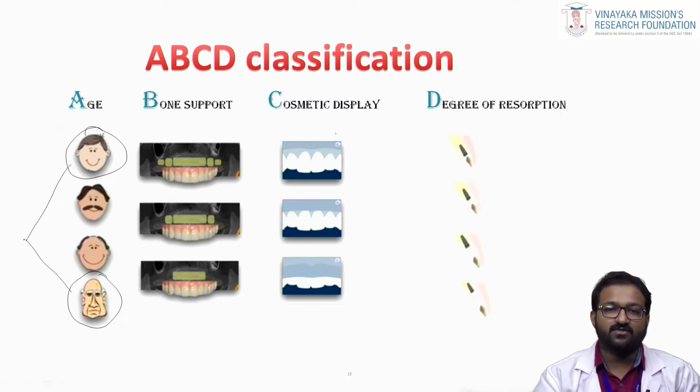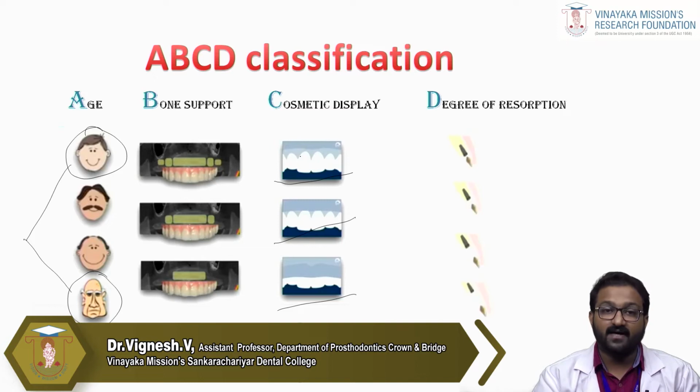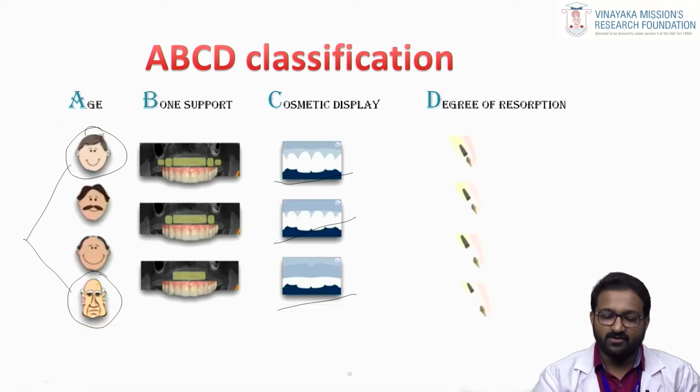And then the third one is cosmetic display. Suppose the patient has a low lip line, a medium lip line or a high lip line, you cannot give the same procedures for all the 3 criteria. For a patient who has a low lip line, where the gingiva is barely visible when the patient is speaking, you can give a hybrid prosthesis or an FP1 prosthesis also. The transition between the prosthesis and the patient's gingiva should be as invisible as possible. That is the implication of cosmetic display.